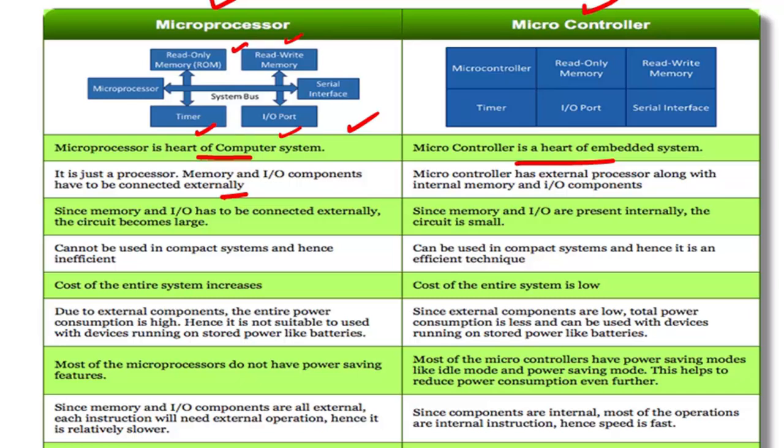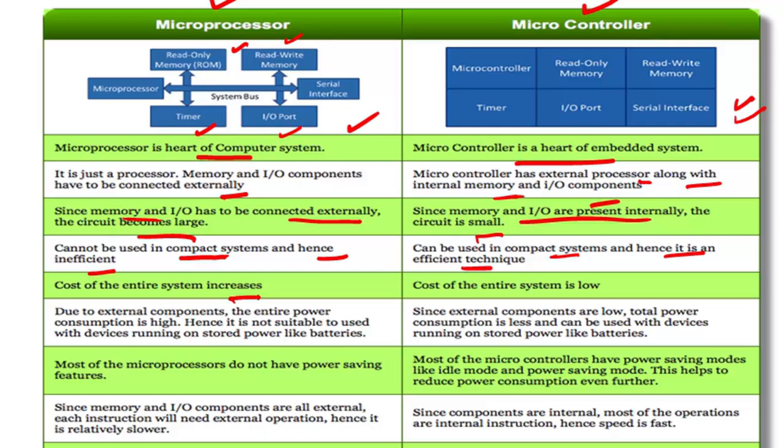But a microcontroller has the processor along with internal memory and input-output components. You can see it with the help of the diagram. Since memory and input-output have to be connected externally in a microprocessor, the circuit becomes large, cannot be used in compact systems, and hence is inefficient. But in a microcontroller, memory and input-output are present internally, the circuit is very small, and it can be used in compact systems, hence it is an efficient technique.